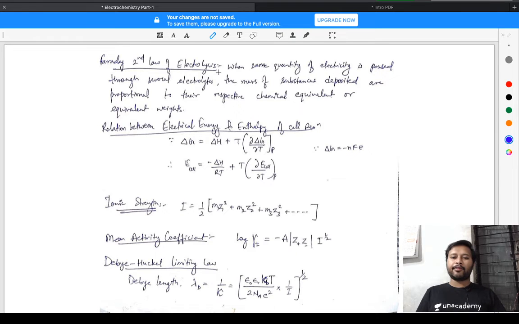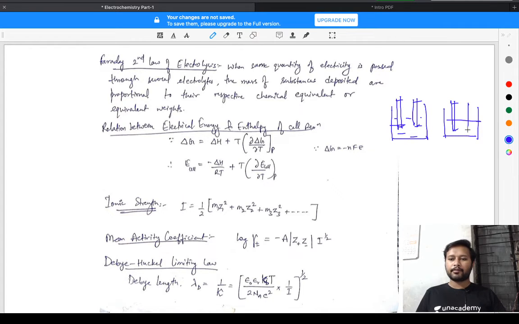Okay, Faraday's second law of electrolysis says that when the same quantity of electricity is passed through several electrolytes, the masses of substance deposited are proportional to their respective chemical equivalent or equivalent weight. For example, let's say I have put different cells. Okay, different cells are here. I'm just drawing a rough figure of them, and I'm connecting them through this. Okay, and I'm giving a certain amount of current to this. I'm trying to do electrolysis.